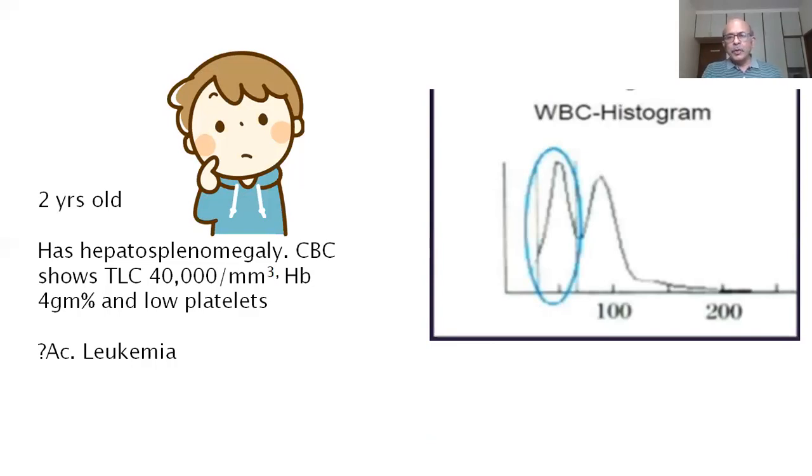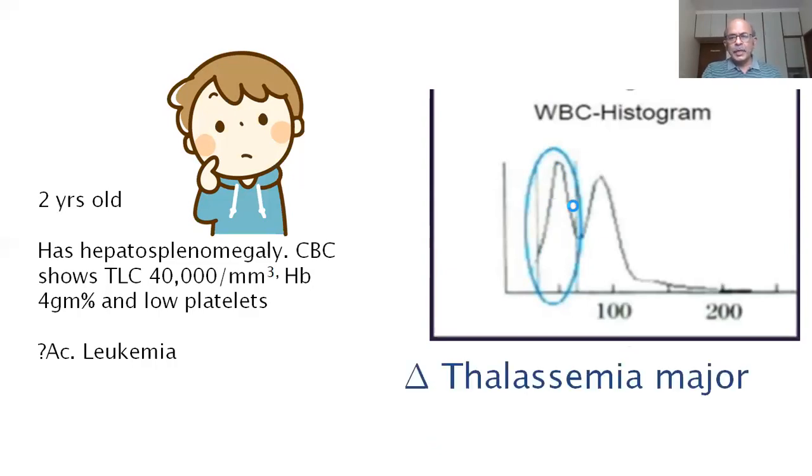And if you have nucleated RBCs, these nucleated RBCs are not lysed. And this peak is because of nucleated RBCs. This patient had a huge number of nucleated RBCs on peripheral smear, which is a characteristic feature of thalassemia major. So this patient's TLC was in reality about 15 to 20,000. The rest was nucleated RBCs.